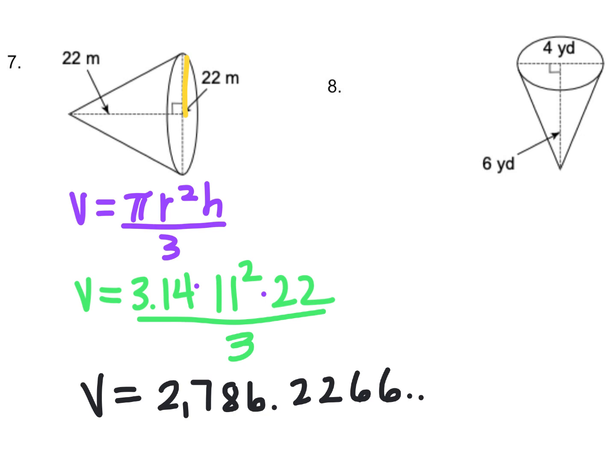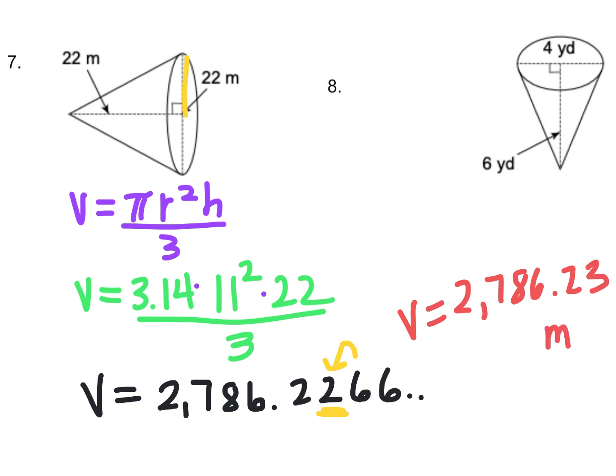2,786.2266, whatever. So I do have to round on this one. I'm rounding to the hundredths place. So that's 2 places past the decimal. And then that 6 tells me I'm going to round that up. So then my final answer is 2,786.23, and it's meters cubed.